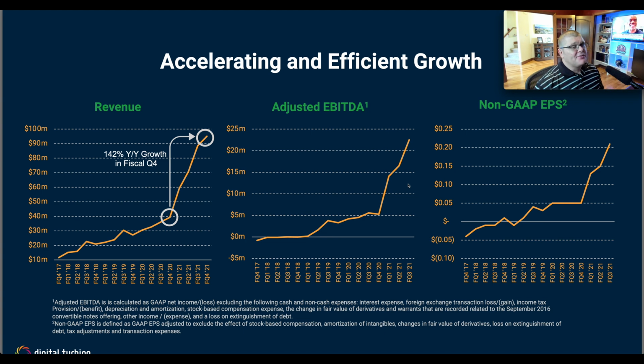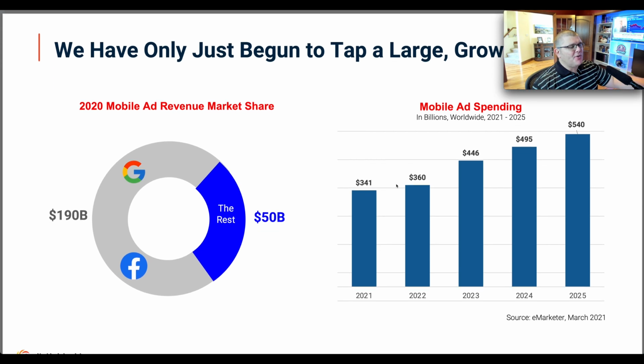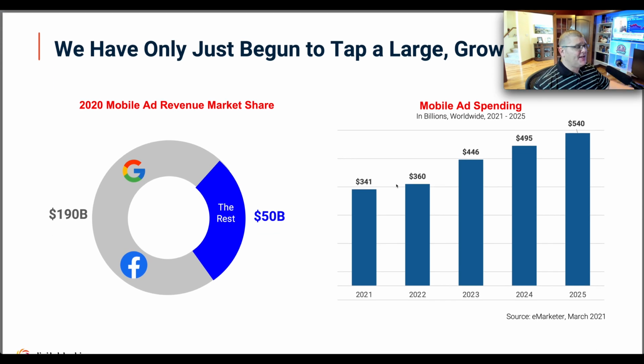But right now, they are firing on all cylinders. So we have only just begun to tap a large growing market. And this is kind of tying back to the beginning again. So right now, 2020, this is showing $190 billion for the mobile ad revenue market share. That $190 billion is Google and Facebook, and the rest is $50 billion.